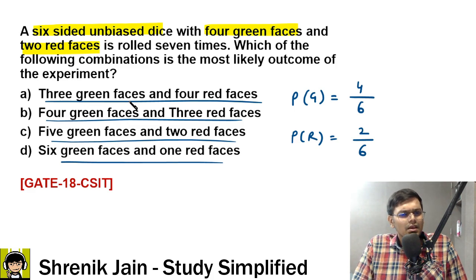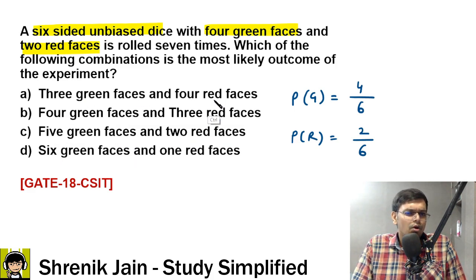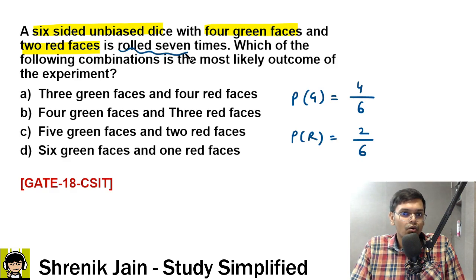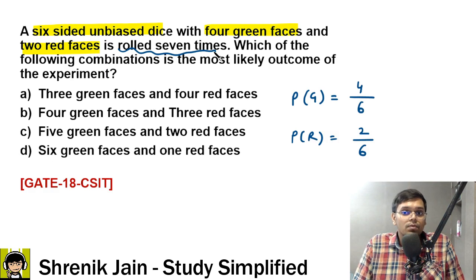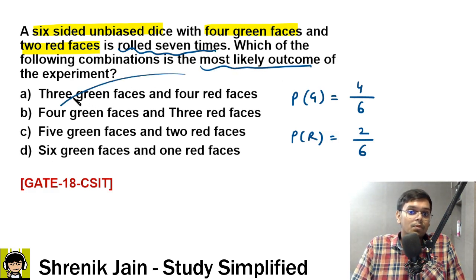But they are saying 3 green faces, 4 red faces. What do they want to say? They are saying these dice are rolled 7 times. So if you are rolling 7 times, 7 such outcomes will come. And now they are asking what is the most likely outcome among all the outcomes.